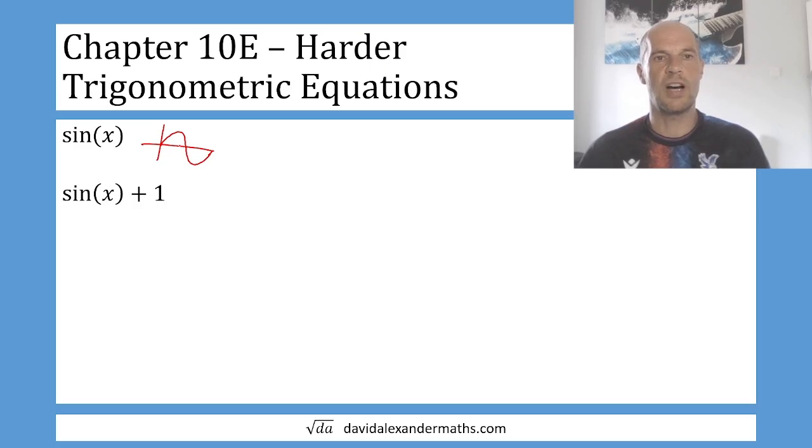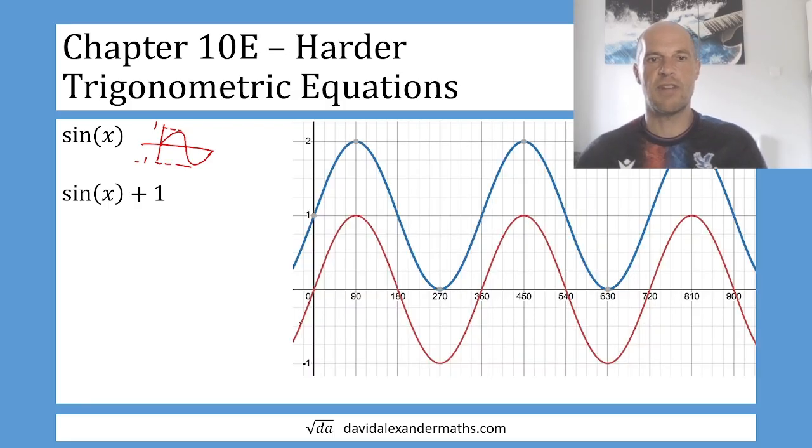Well, that is the whole graph shifted up 1. We know that sine of x has a maximum of positive 1 and a minimum of minus 1. So therefore sine of x plus 1 would have a maximum of 2 and a minimum of 0. As we can see from Desmos here, the red line is sine of x, and this is sine of x plus 1. So the whole graph is just shifted up 1 unit.